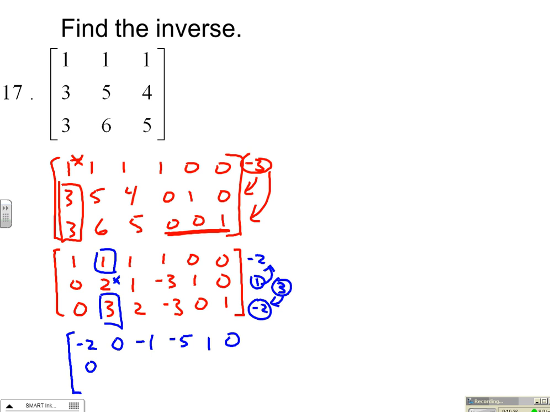Second row stays the same, 0, 2, 1, -3, 1, 0. And third row, I'm going to multiply second row by 3. Third row by -2, add those together. I get 0 and 0. I get 6 and -6. That's our purpose. I get 3 and -4, -1. I get -9 and +6, -3. I get 3 and 0, and I get 0 and -2.